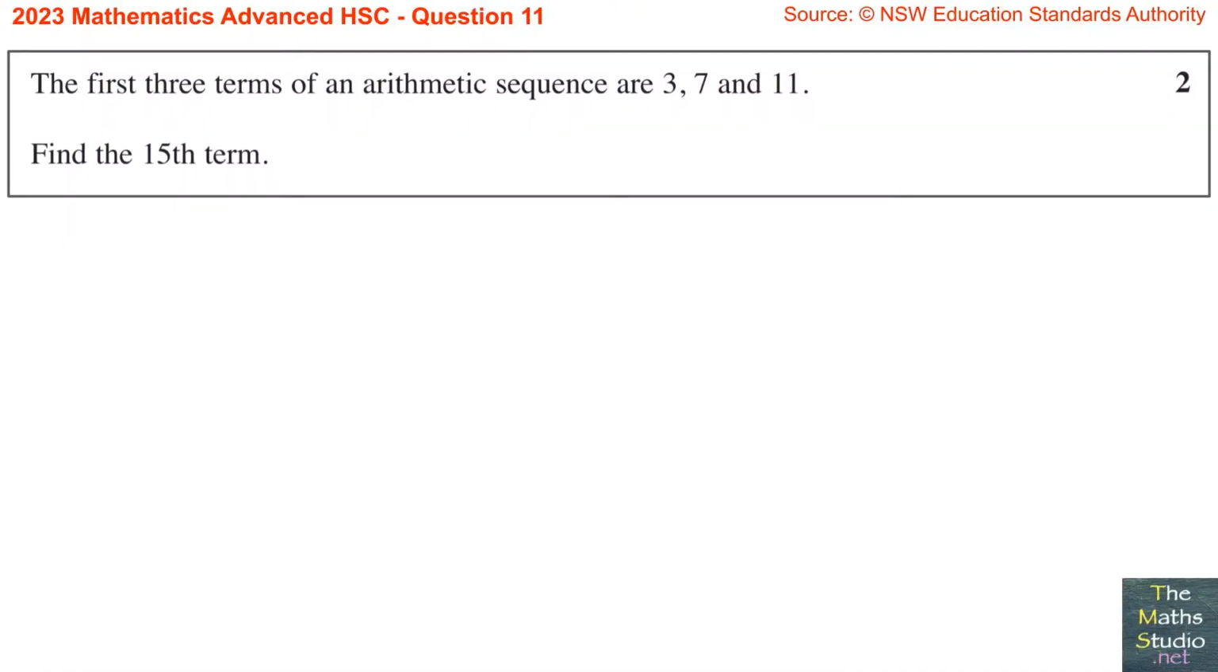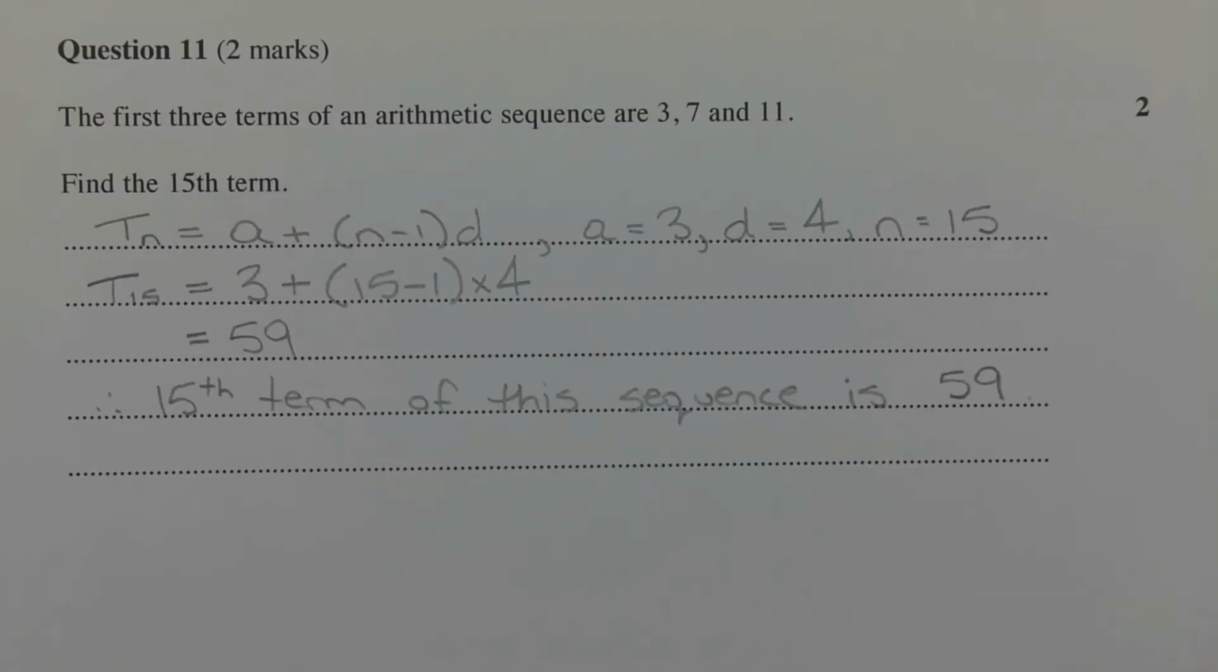Question 11. The first 3 terms of an arithmetic sequence are 3, 7, and 11. Find the 15th term. The question is asking us to find the value of a particular term in this arithmetic sequence. So we need to use this formula here. This is the formula to find the nth term in an arithmetic sequence if we know the value of the first term and the common difference.